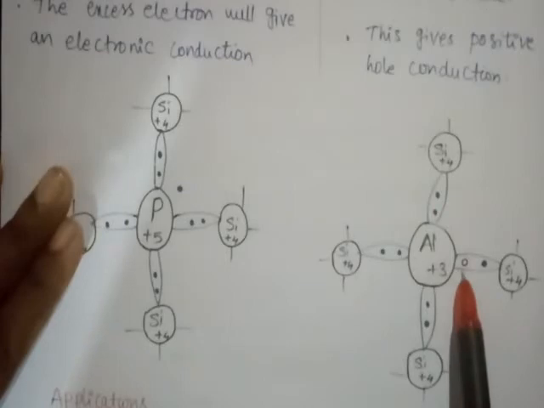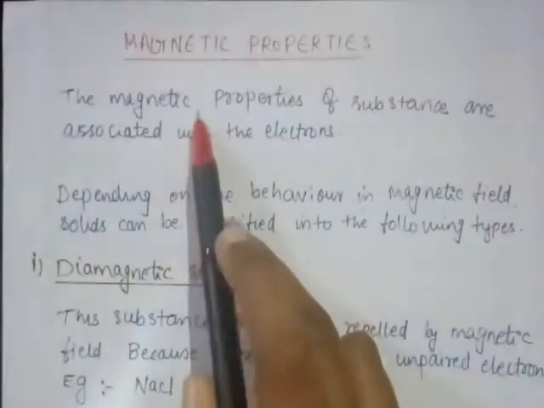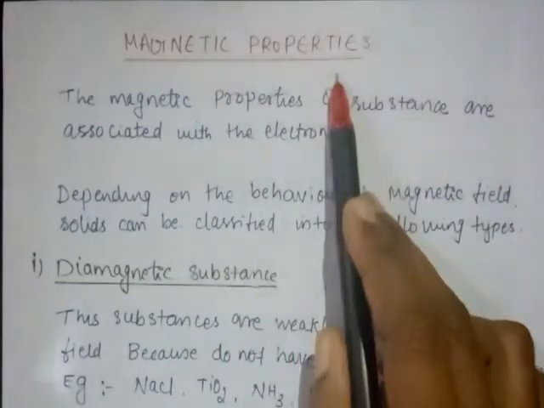And this hole we can consider as a positive charge. This hole we can consider as a positive charge. And this hole will give conduction to our semiconductor, and this type semiconductor is called p-type semiconductor. I hope you understand. The next one is magnetic properties.